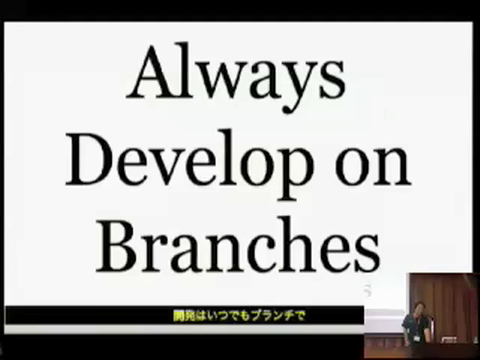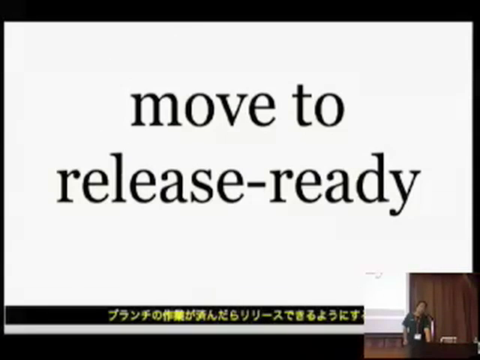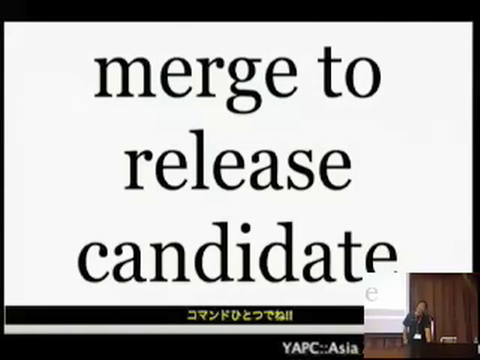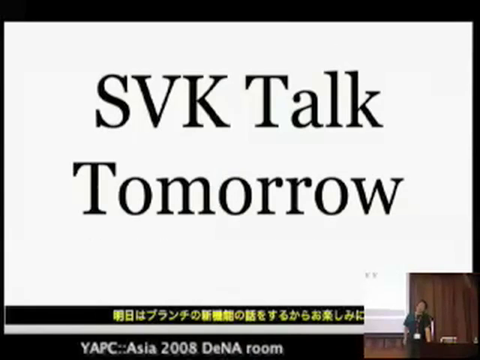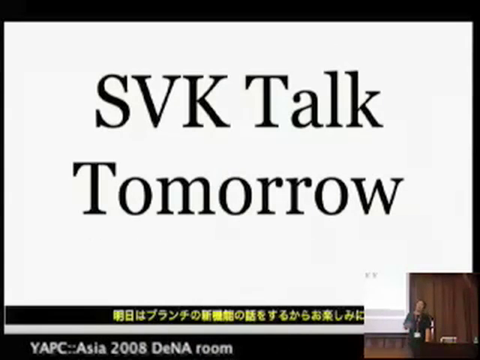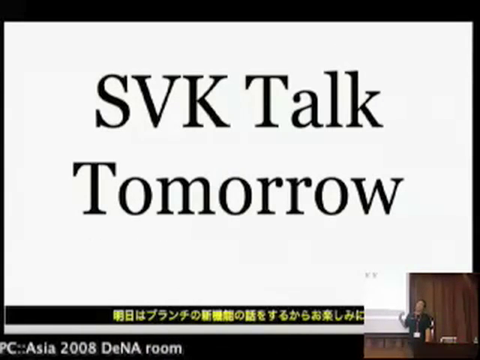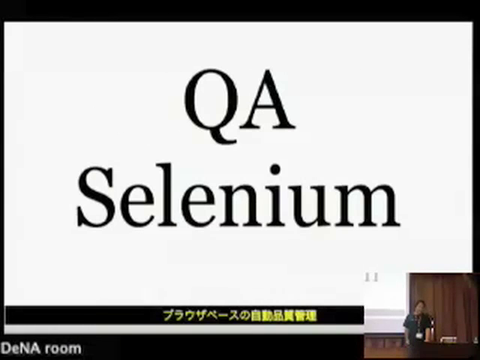Right, and we use SVK for development. It's a version control system, and the interesting bit is that they always develop on branches. When a branch is done, it's moved to release ready. Then the release manager moves things into release candidate, and then we hire very cheap people to do QA, and then do the actual release. The SVK talk tomorrow will cover this development practice and the new feature in SVK that makes this a lot easier. And we use Selenium to do QA.